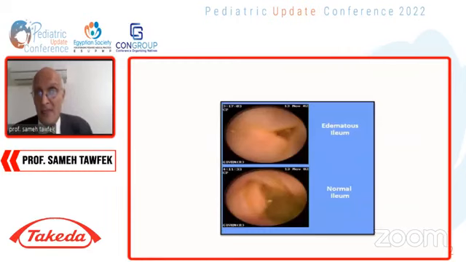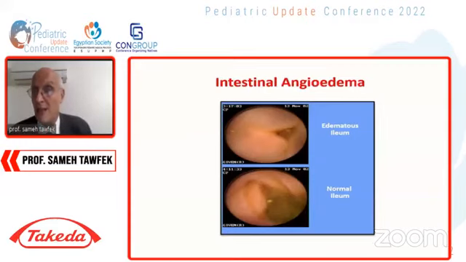Can you see this? This is edema of the ileum, and down is normal ileum. One of the serious manifestations is intestinal angioedema. Imagine that intestinal angioedema can be confused with intestinal obstruction or acute abdomen, and sometimes the surgeon does a surgical intervention as if it were appendicitis or intestinal obstruction because of the severity of the pain, although it is not. It is intestinal angioedema, one of the serious manifestations of hereditary angioedema.